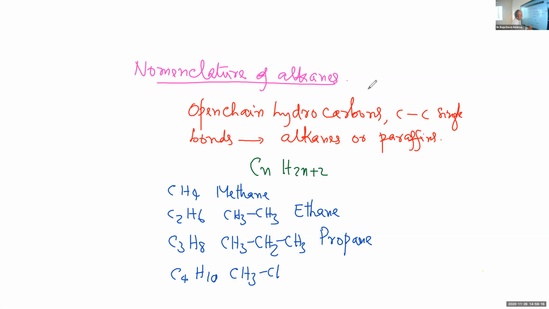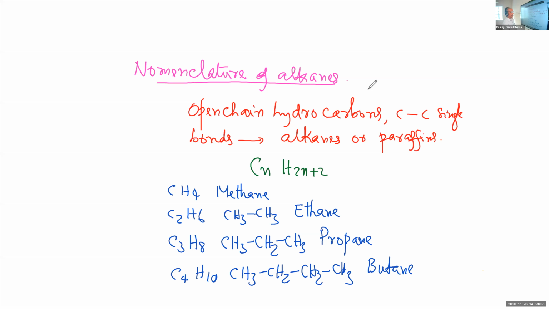CH3, CH2, CH2, CH3, and the compound. There are 4 carbon atoms, and the compound is called butane. Butane. Now, butane can have another structure also. We have seen that when we are dealing with chain isomerism or nuclear isomerism. There can be another carbon chain also.